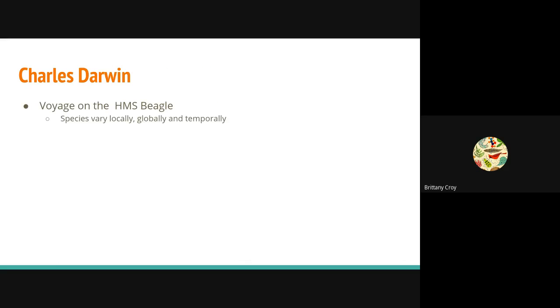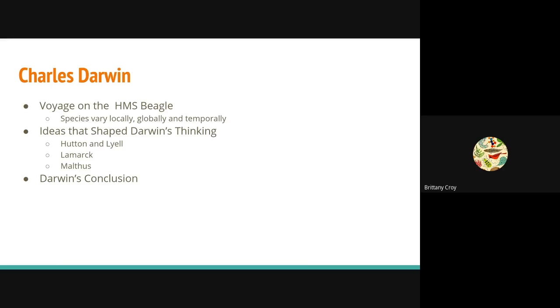So, just to summarize, the main experience was his voyage on the Beagle, where he was able to observe how species vary, and he was highly influenced by geologists Hutton and Lyell, Lamarck, who said that species could change, and Malthus, who said that the best fit are going to be the ones who survive. This led Darwin to come up with natural selection.